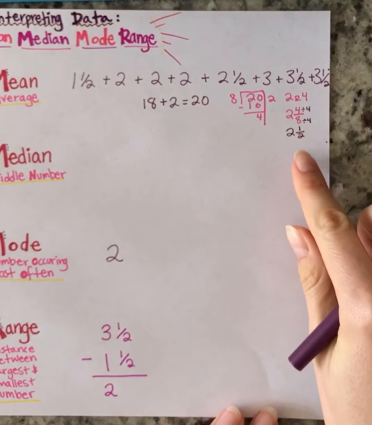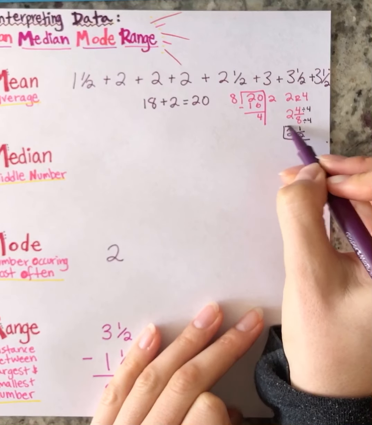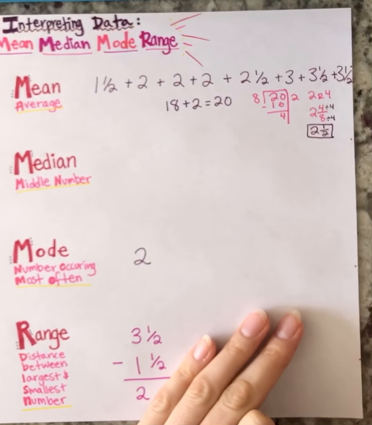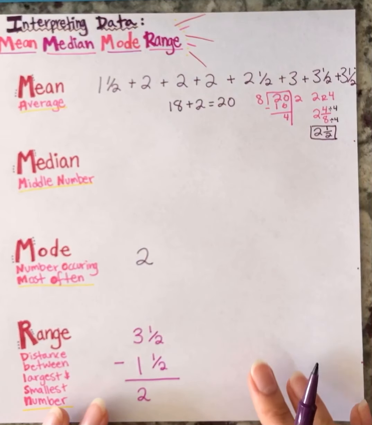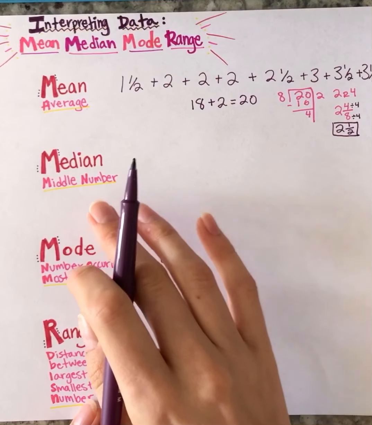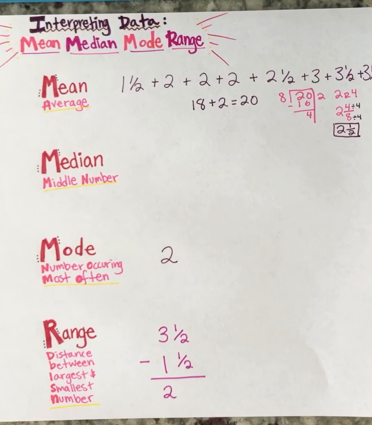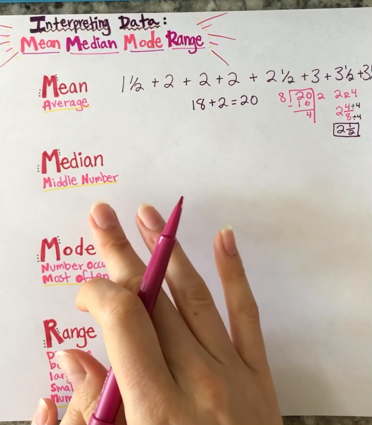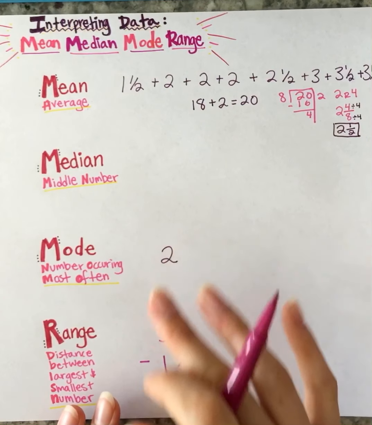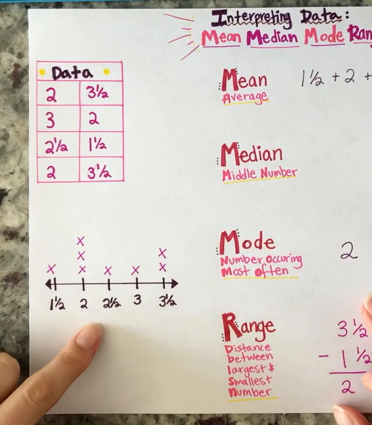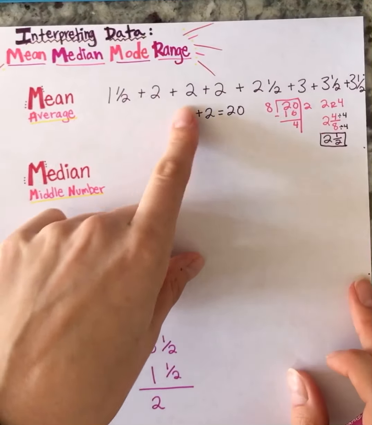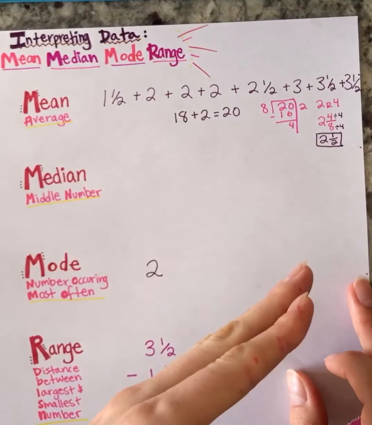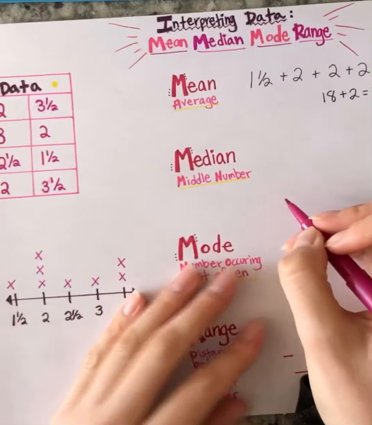Our final answer then for our mean will be 2.5. That is our average, our mean. And the last one we'll be doing is our median. That's our middle number. So in order to find our median, we are going to have to line up all of our data points in order from least to greatest. So it's going to look similar to this first step for the mean, except instead of adding, we're just lining them up.